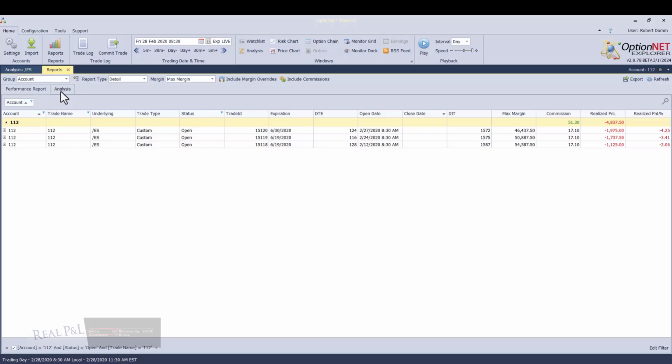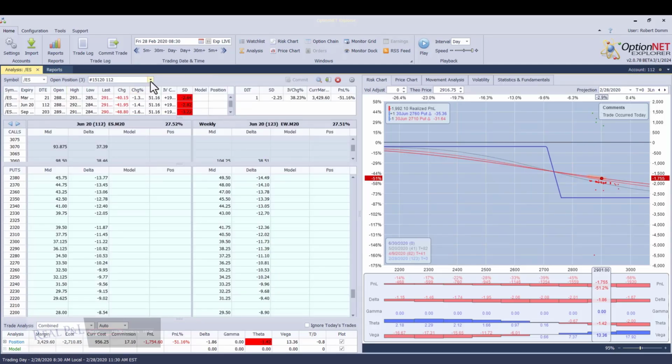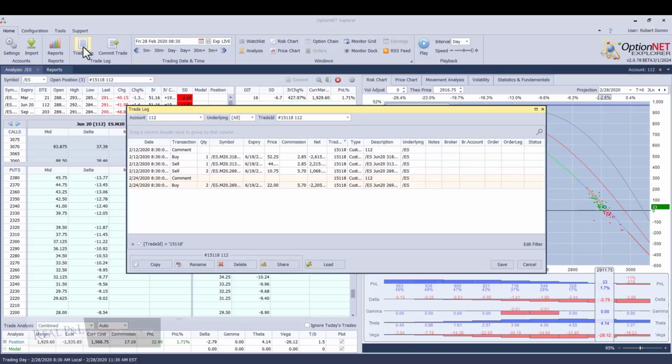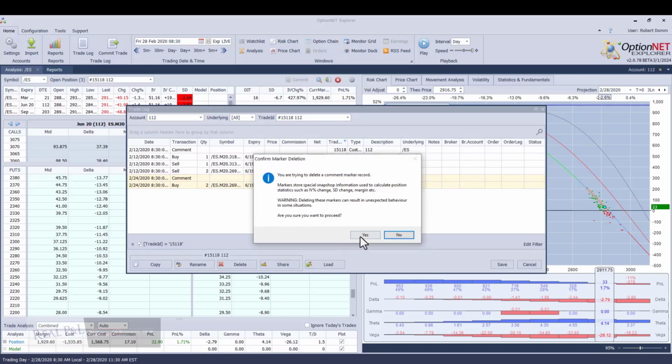Also, you know what I can do here? I'm going to go back and go through the original trade, this one here, and just run it through. So I'm not going to close anything. I'm just going to show you. I'll just delete this.